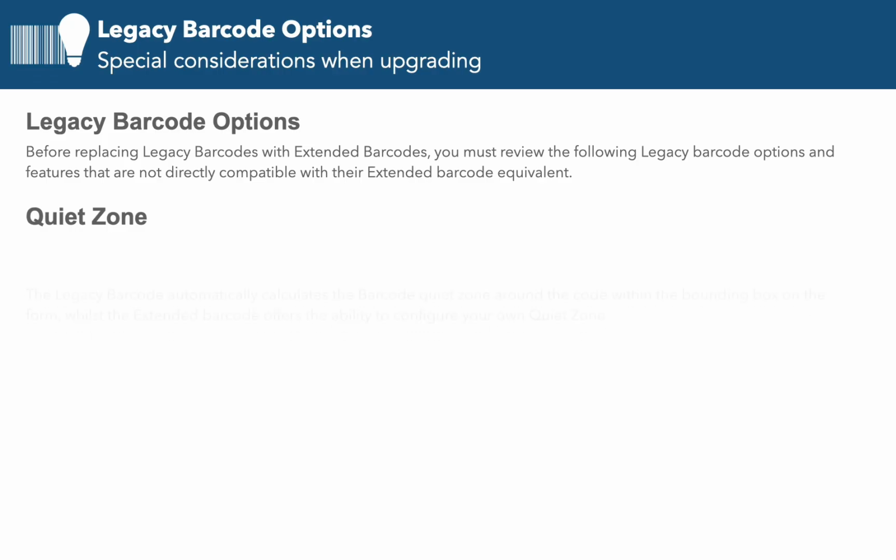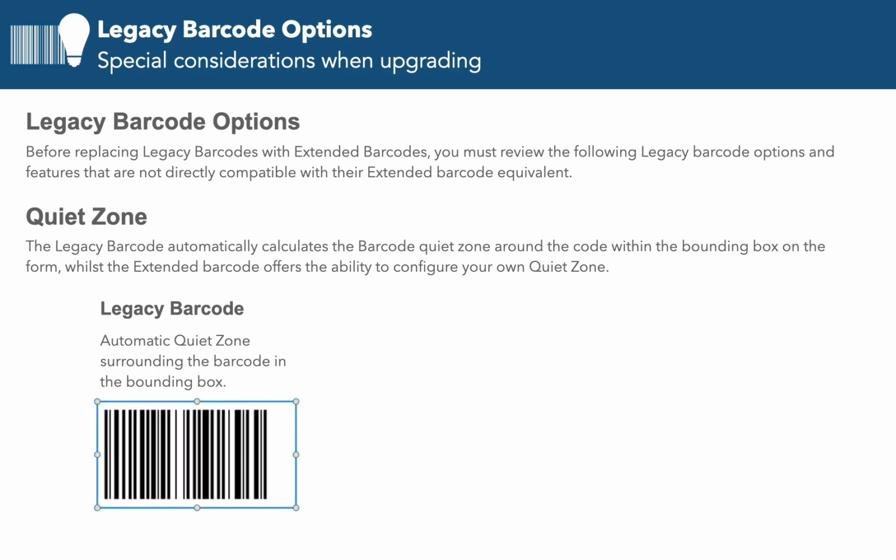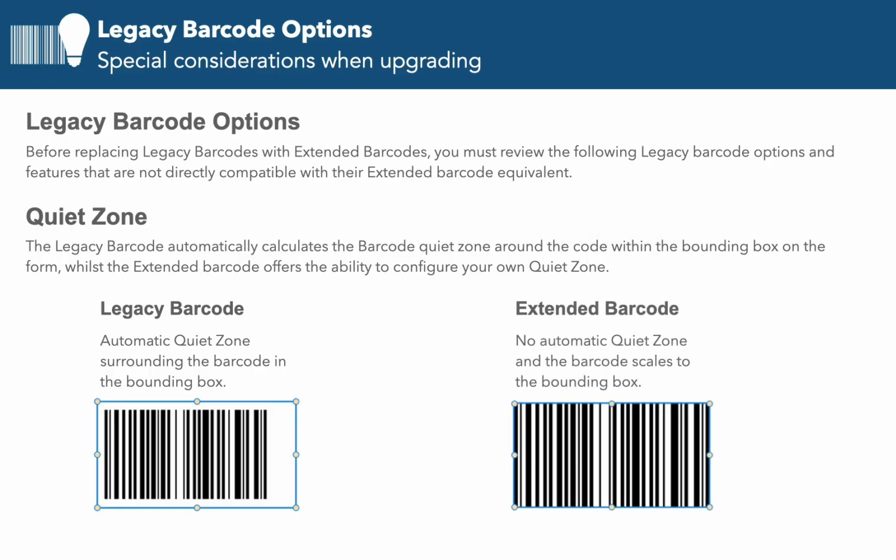Let's start with the barcode quiet zone. The legacy barcode automatically calculates the barcode quiet zone around the code within the bounding box on the form, while the extended barcode offers greater flexibility, giving you the option to configure your own quiet zones. Here you can see the legacy barcode automatically adds white space around the barcode inside the blue bounding box. However, if we look at the same barcode using the extended barcode object, it scales the code to the size of the bounding box, as by default it does not add a quiet zone. So you need to take care when replacing the legacy barcode using the same bounding box that it doesn't overlap other objects on the form, which could render the barcode unreadable.